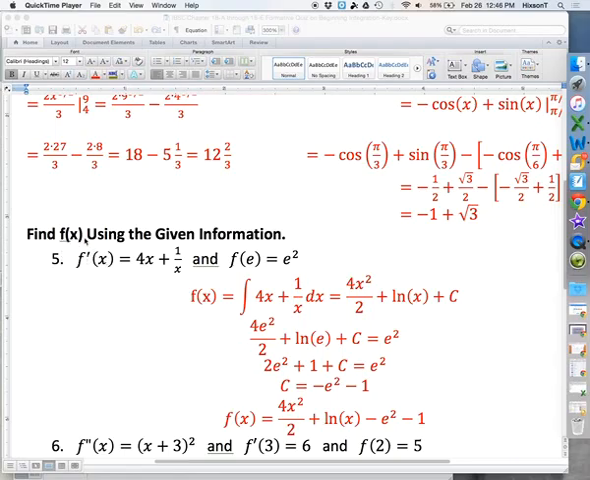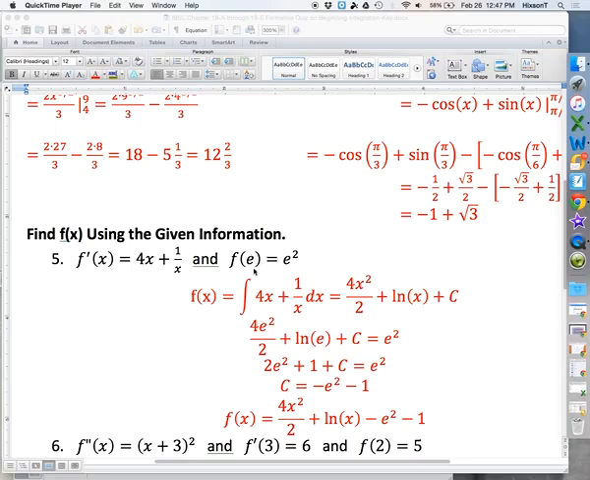So one thing to understand, remember the integral of the derivative will give you the original function. All right, so here we're integrating the derivative and using the rules that we know. It's 4x squared over 2 plus ln of x plus c, which is just 2x squared.